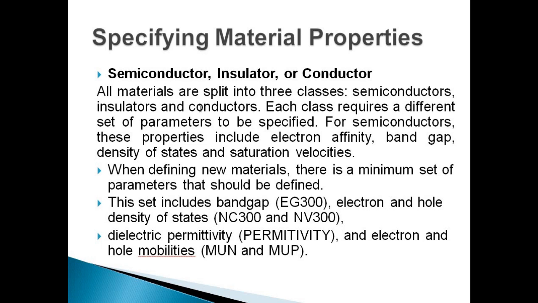Specifying material properties. All materials are split into three classes: semiconductor, insulator and conductor. Each class requires a different set of parameters to be specified. For semiconductor, the material statement must include electron affinity, band gap, density of states and the saturation velocities. These are the default parameters for the material properties used in the device simulation for many materials. For more information, you can go to Appendix B, material statement, in the Atlas manual. It lists default material parameters and includes a discussion on the difference between specifying material for semiconductor, insulator and conductor.